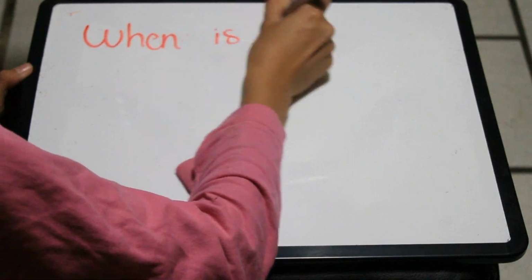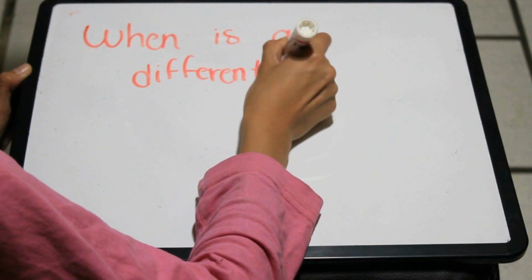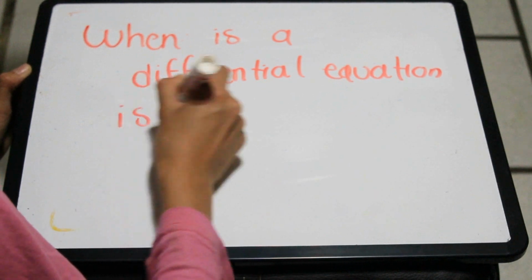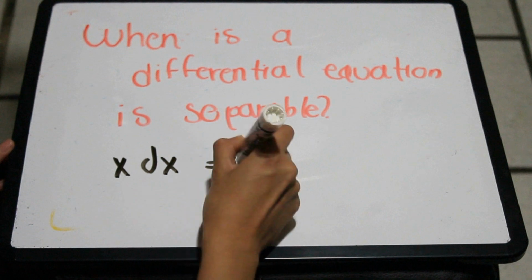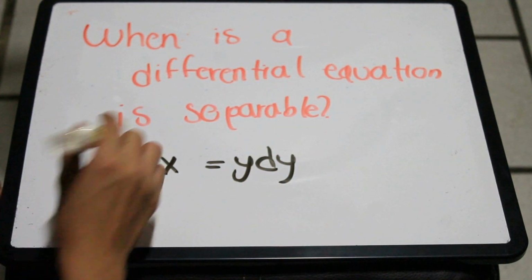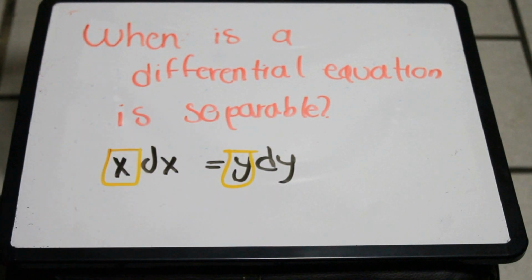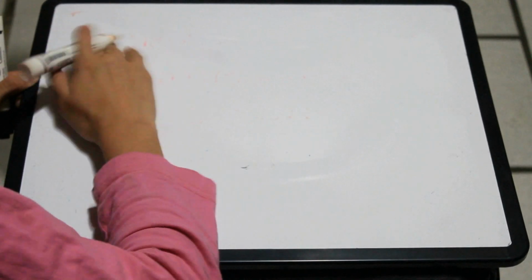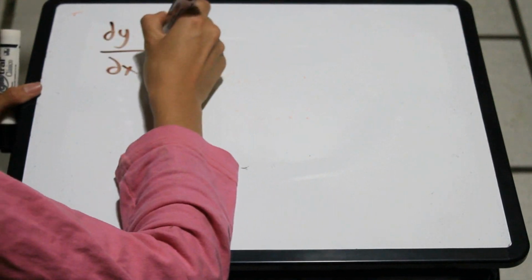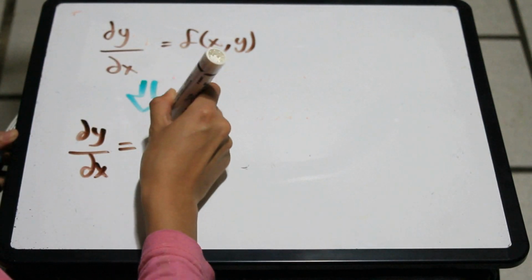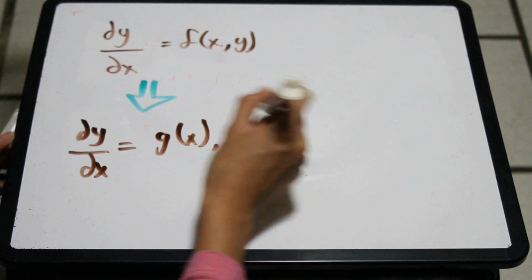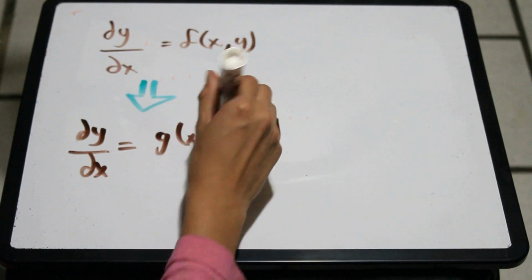Now, I will explain when a differential equation is separable. We will see in the following example whether they are separable or not. I mean when we can pass all the terms of x to one side and the terms of y to the other. We have a differential equation dy/dx equal to a function in terms of two variables. We separate this function as a product of functions in such a way that one of the functions depends only on x and the other only on y.